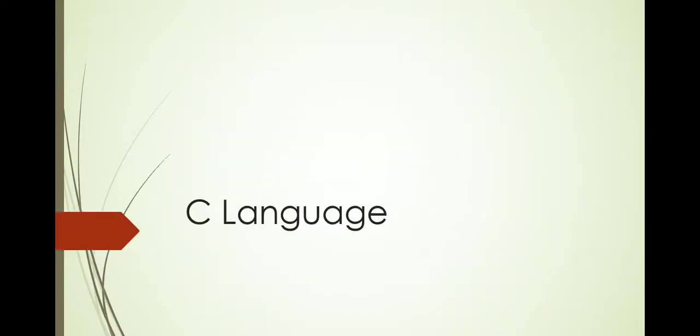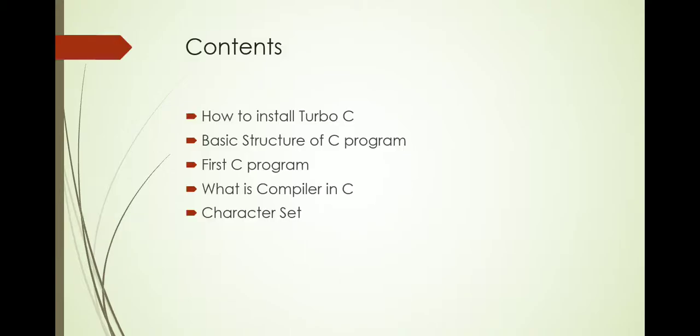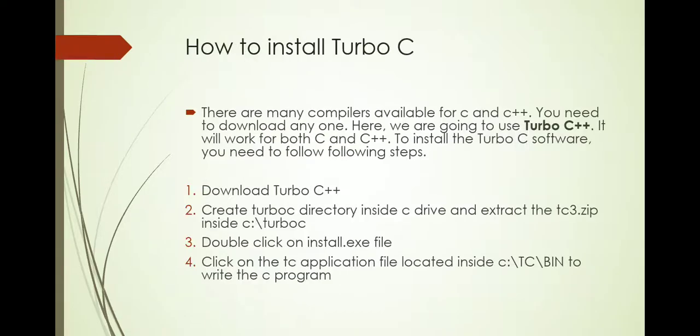Now in this video we are going to see how to install Turbo C, because to run C applications we have to install Turbo C. Now how to install Turbo C, step by step we are going to see. There are many compilers available for C and C++. You need to download any one. Here we are going to use Turbo C++. It will work for both C and C++.